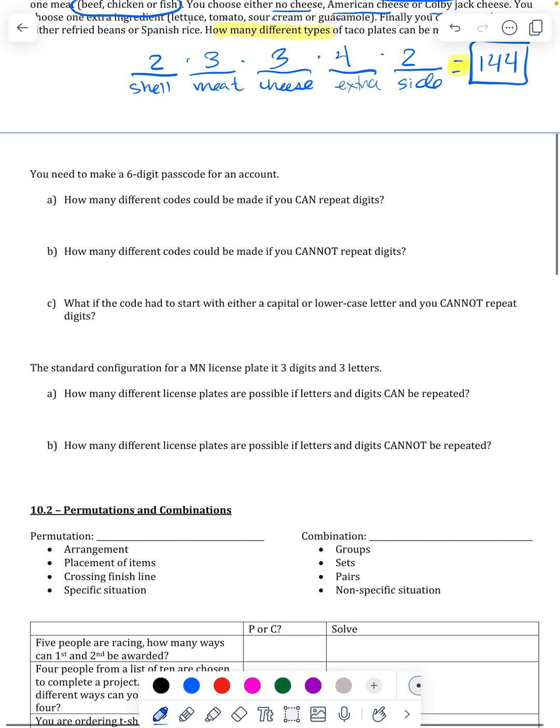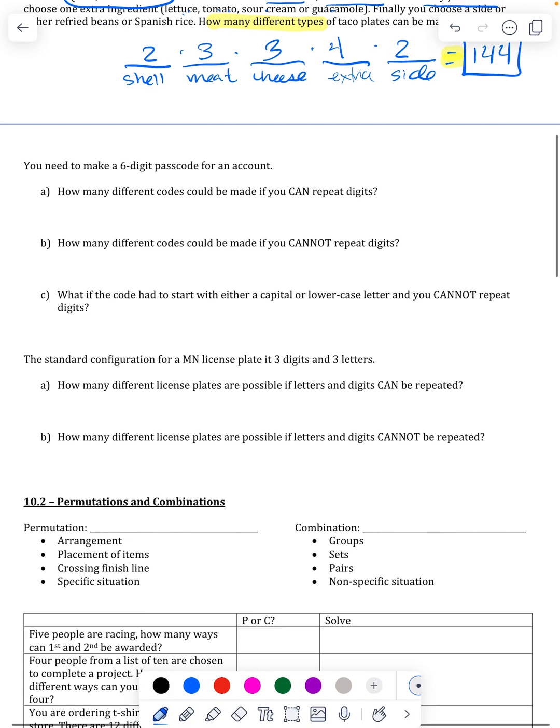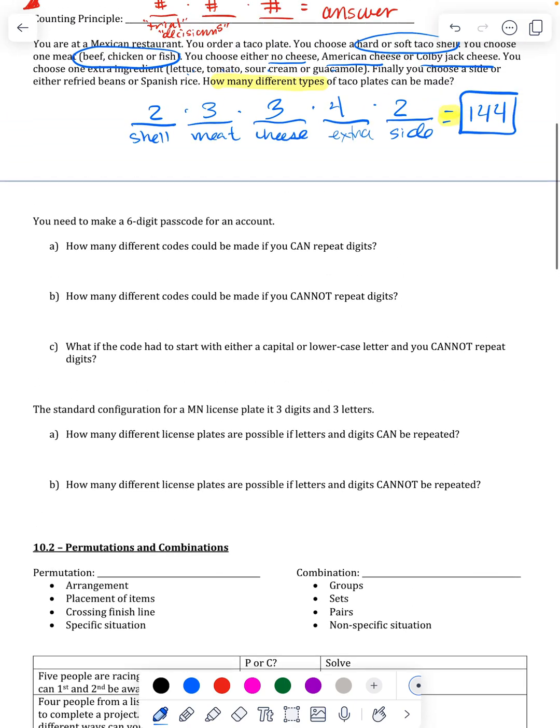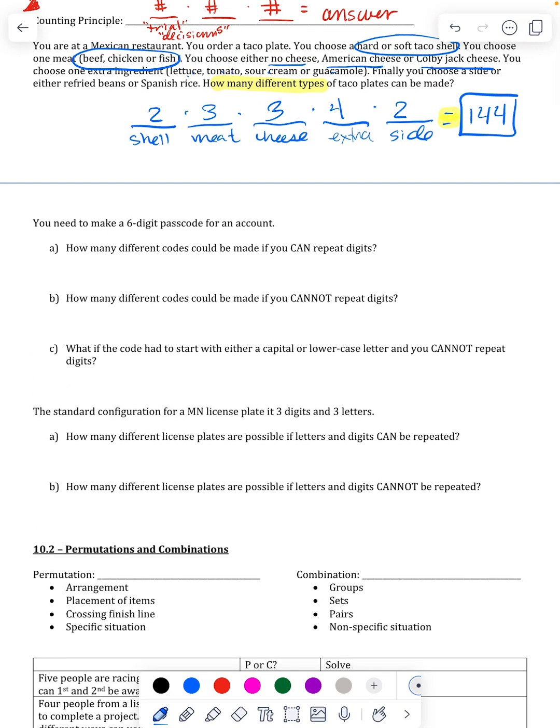You need to make a 6-digit passcode. Okay, this is me making passcodes that I can't remember. How many passcodes can you make if you can repeat digits? First of all, let's talk about digits. Digits are numbers, but one singular number.